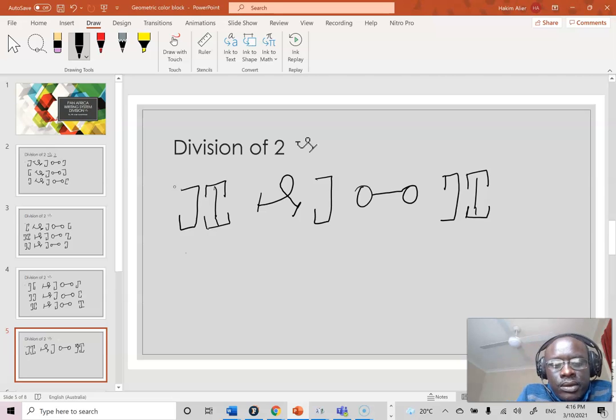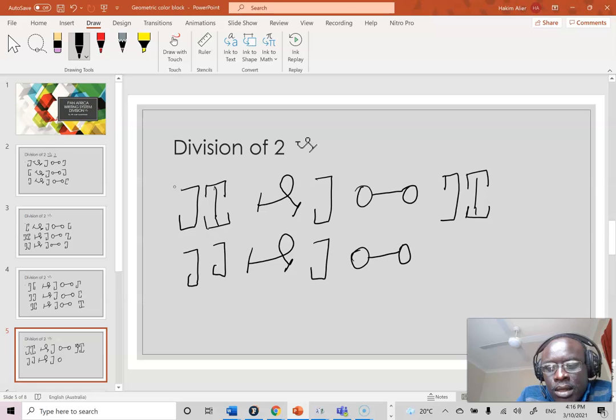And we're going to continue on with 22. So 22 divided by 2 will give me 11. So this 22 divided by 2 is going to give me 11, and 11 is this way, like that, 1 and another 1, and that is 11 there. So 22 divided by 2 will give me 11.